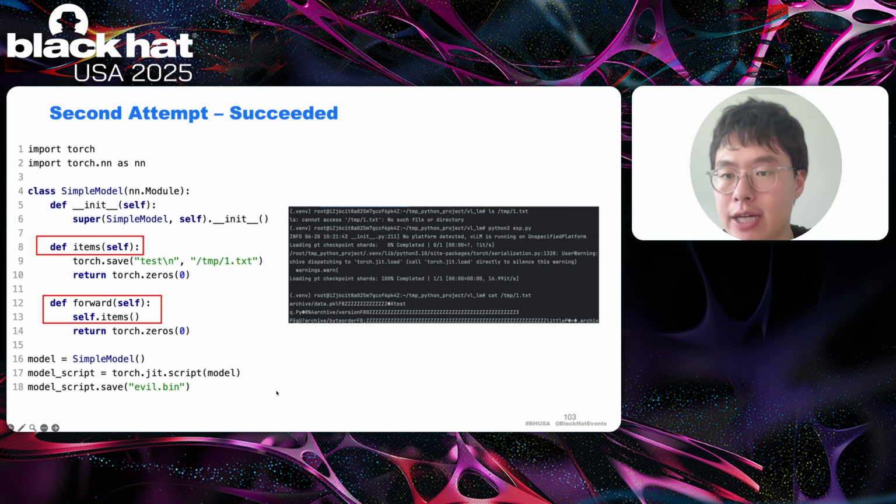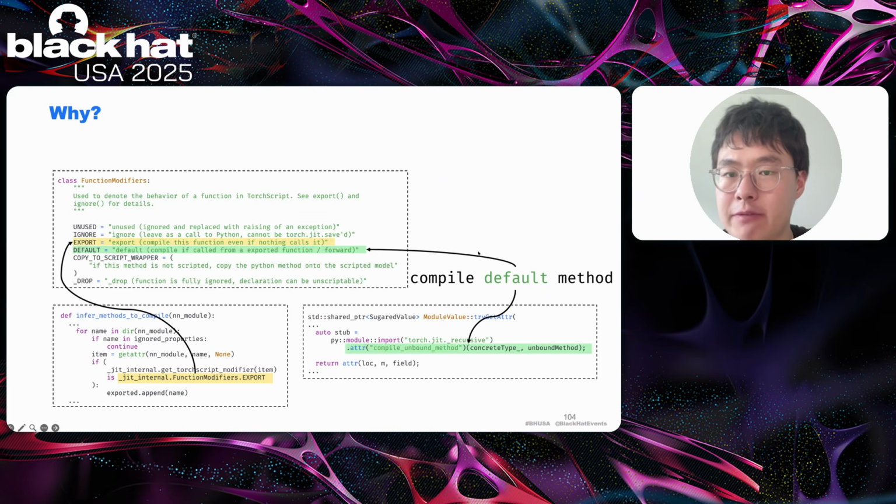But when I try to write it in this way, and we just call the items function in our forward method, you can see that when we run the code, we successfully trigger the logic. This was very, very strange, and the reason is that when we retrieve the model functions, it defines whether this function needs to be exported.